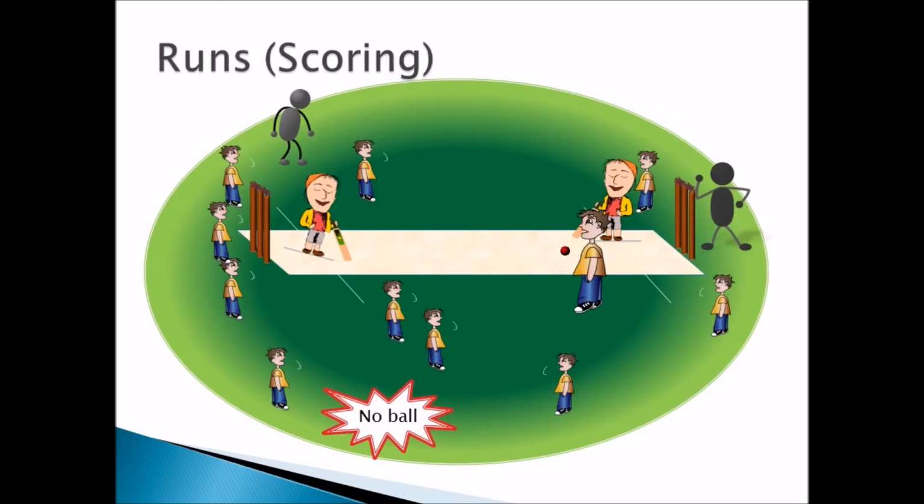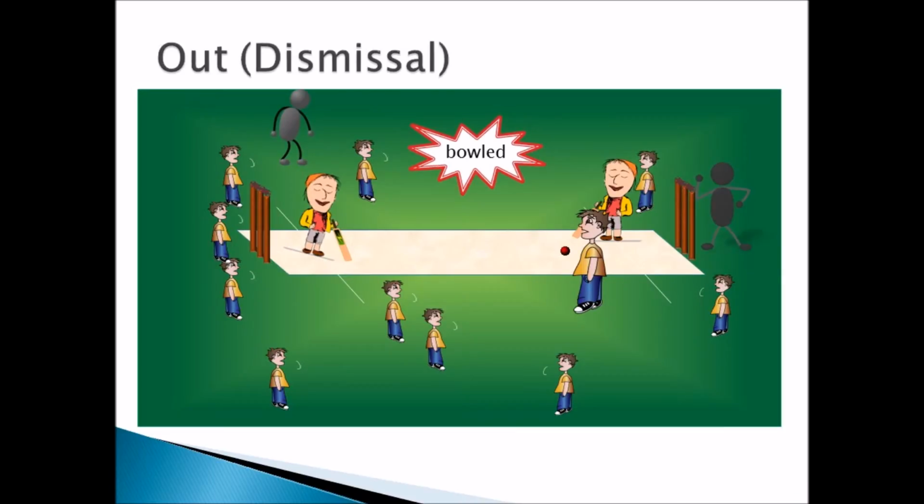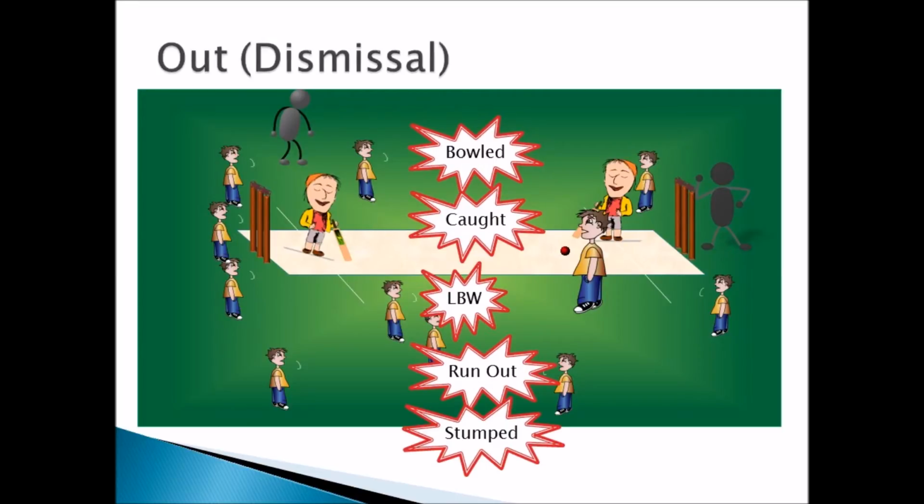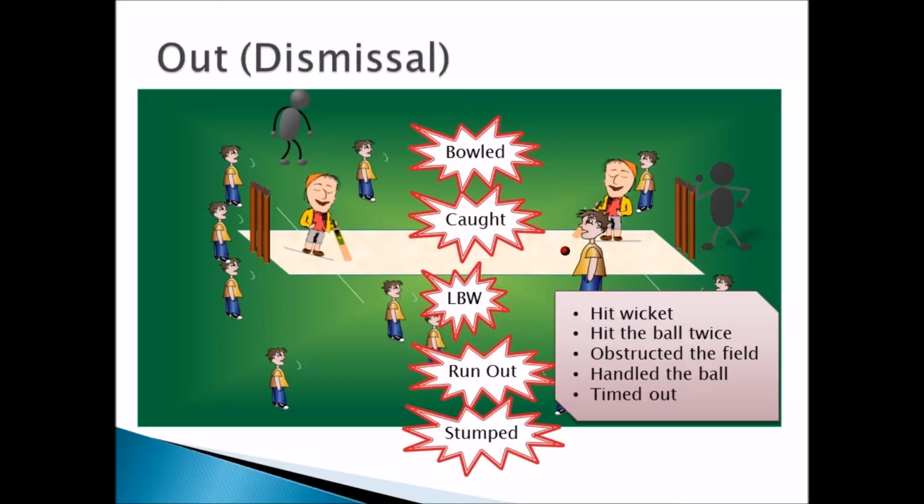No ball. Wide. Bye. Leg bye. The common forms of dismissal are bowled, caught, leg before wicket (LBW), run out, and stumped. Less common methods are hit wicket, hit the ball twice, obstructed the field, handled the ball and timed out. These are almost unknown in the professional game.